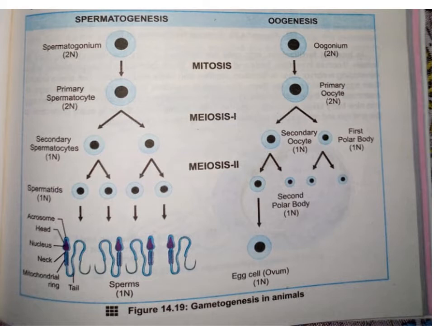The secondary oocyte completes meiosis II and produces two haploid cells, a second polar body and an egg cell. Meiosis II of first polar body may or may not occur. At the end there is an egg cell, and this egg is also called ova.